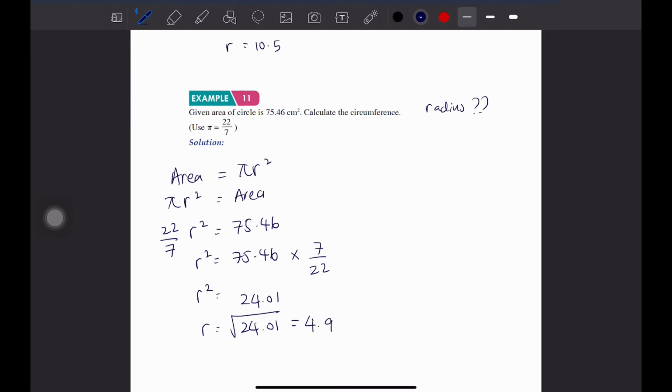Okay. Now you already have the value of radius. So can you calculate the circumference? Yes. Circumference is 2 pi r. So 2 pi is 22/7. R is 4.9. So press your calculator. 2 times 22/7 times 4.9. So the circumference is 30.8.